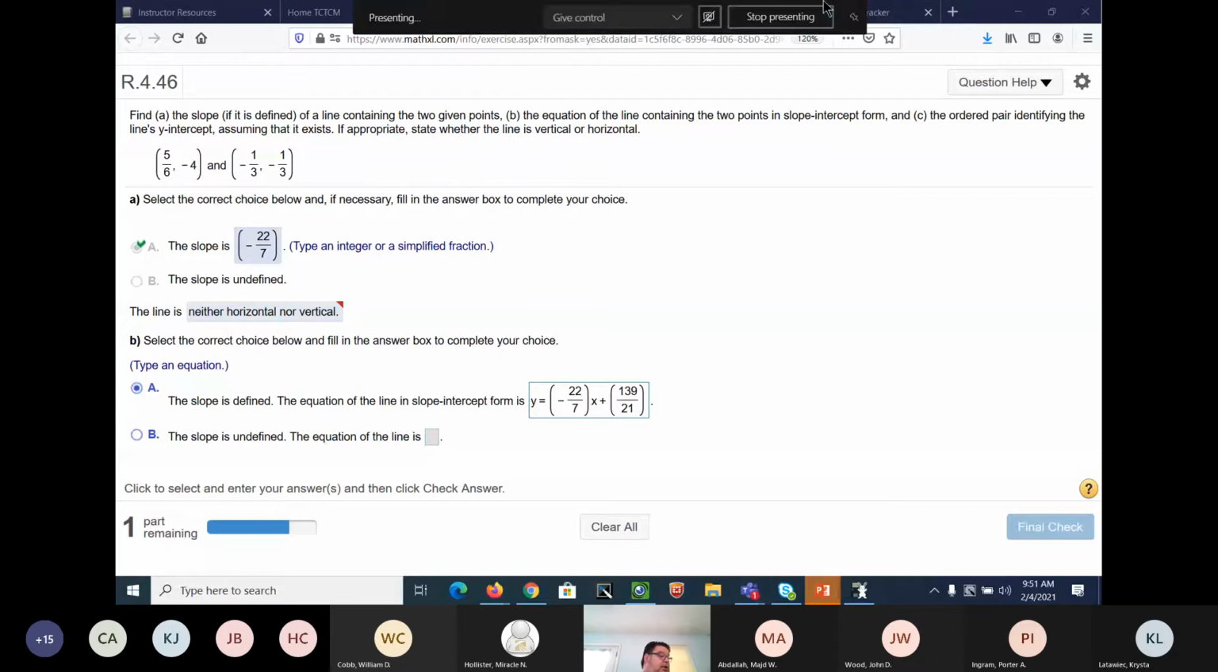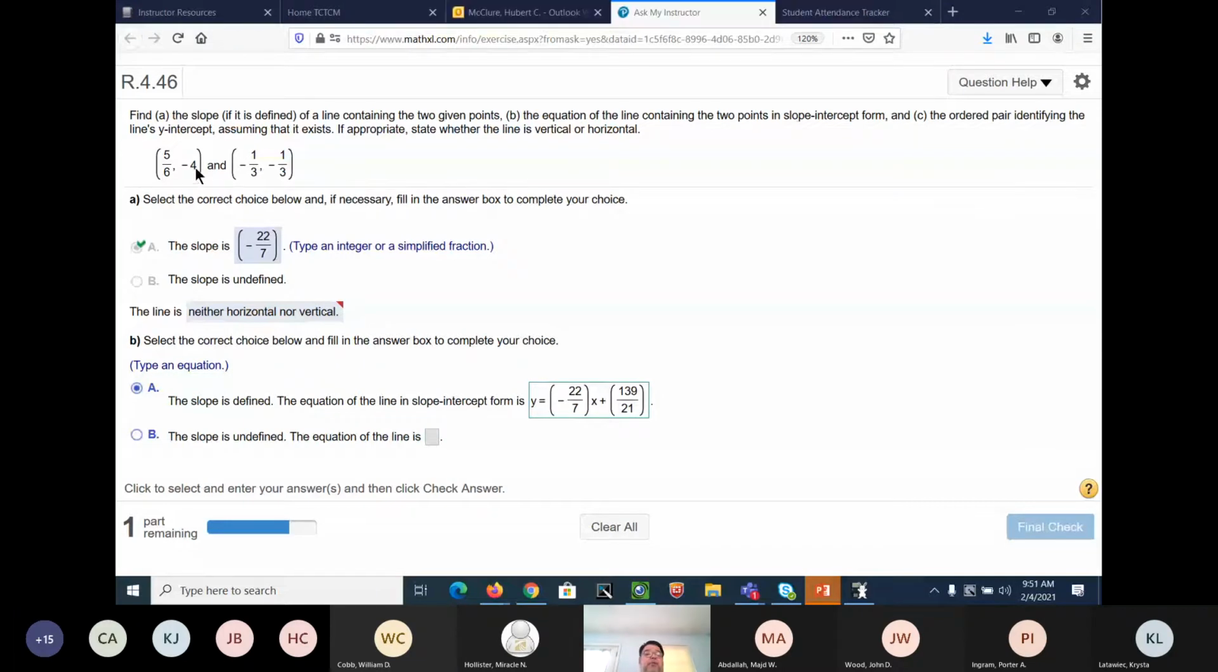So I'm going to take my handy dandy marker and write this down. 5/6, -4, -1/3, and -1/3. Now let's say 5/6, -4, -1/3, -1/3. All right, let's go to our handy dandy.